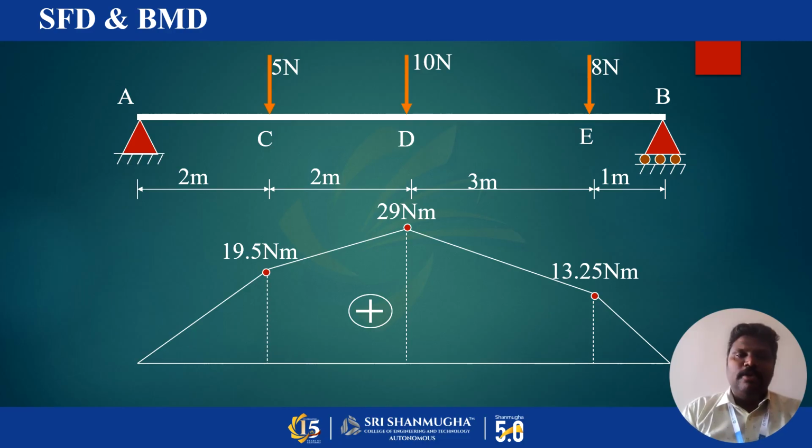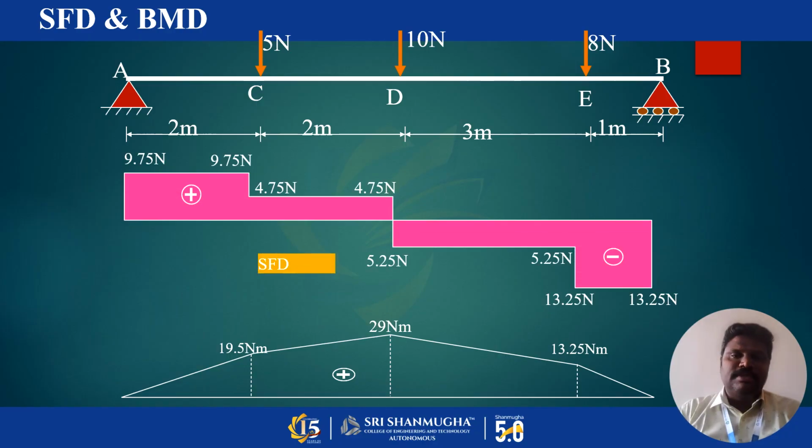So I am plotting the values. A 0, B 0, at the point C it is 19.5, at the point D 29, and at E 13.25. While drawing a bending moment diagram for a simply supported beam carrying point loads, or vertical loads, it will be a sloped straight line. I draw the sloped straight line with respect to the points that I have marked for the bending moment values. So this is the shear force and bending moment diagram for the respective simply supported beam carrying three point loads.